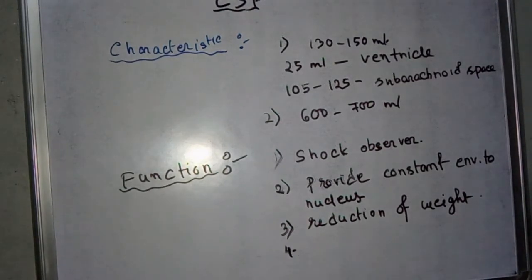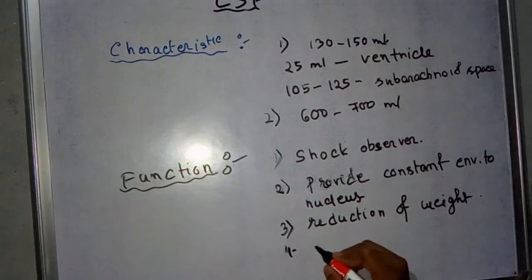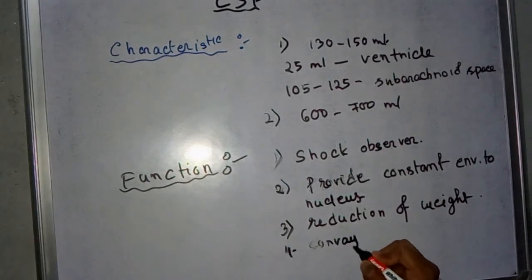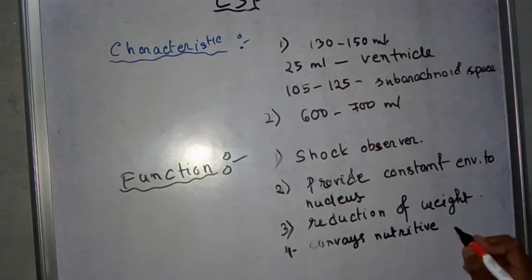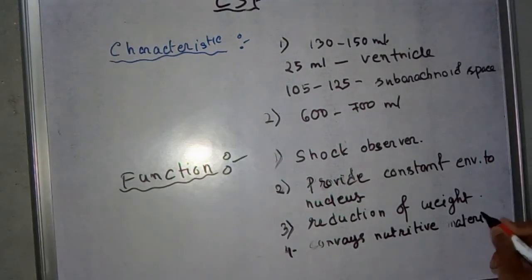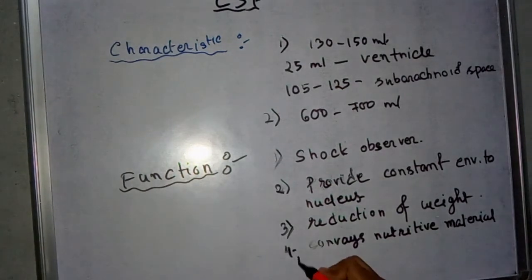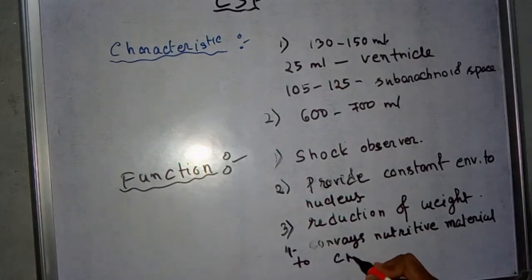Function number 4 is it conveys nutritive material to the CNS, central nervous system, and helps in the removal of waste products. So this was function number 4.